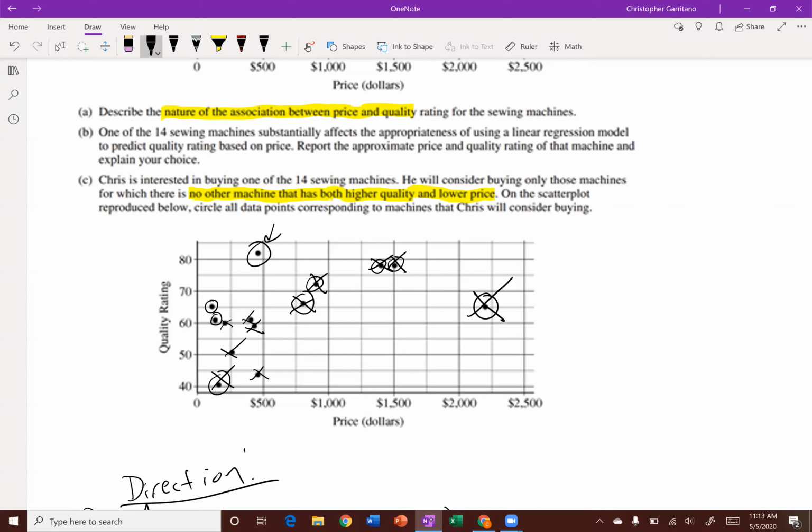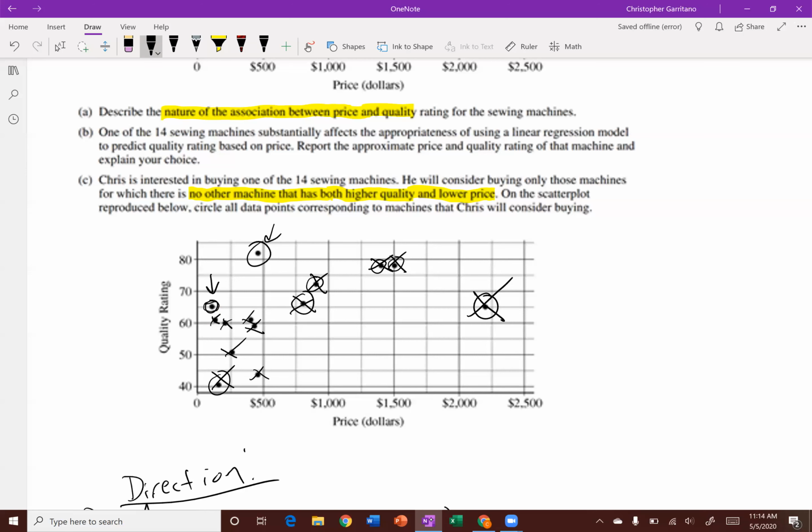And now we're left with these two other points down here. So let's focus on this one first. Is there a point with a higher quality and a lower price? And indeed there is. The one just to the left is higher quality but lower price. And so this would not be one that Chris chooses. And finally, let's take a look at this point. Is there a machine with a higher quality and a lower price? Well, there is a machine with higher quality. It's the one that's circled. There are many machines with higher quality, actually, but there are no machines with higher quality and lower price. And therefore, this would be our second option.